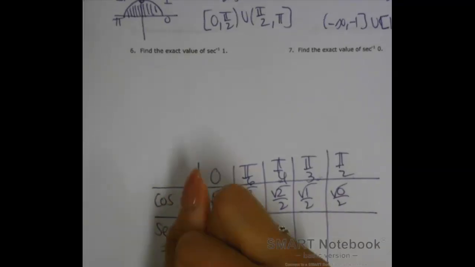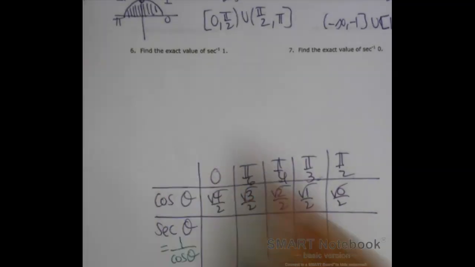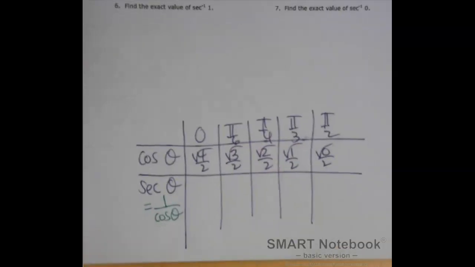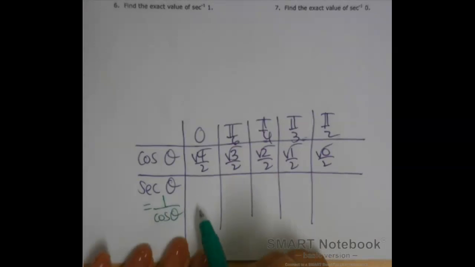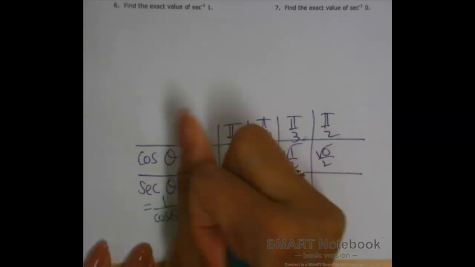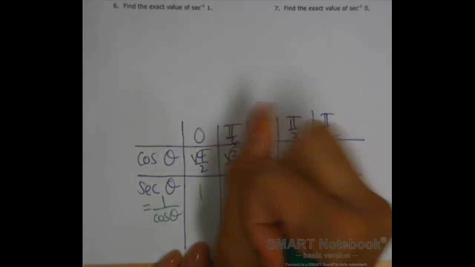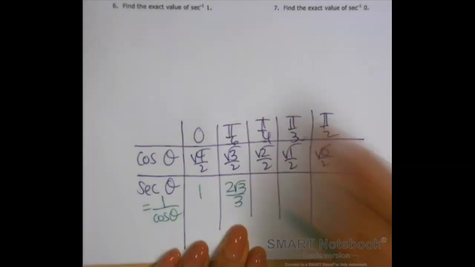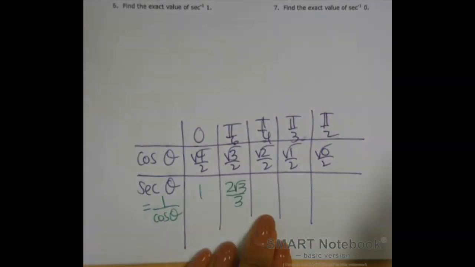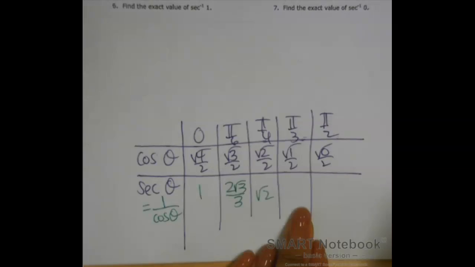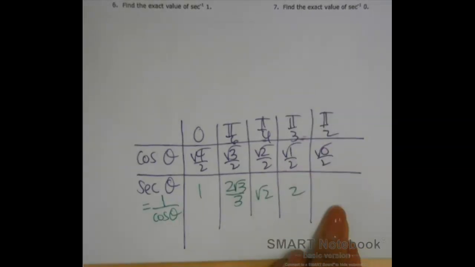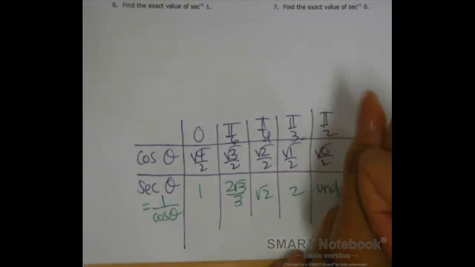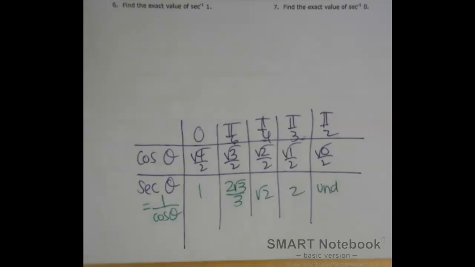Remember, secant is the same as 1 over cosine of theta. It's the exact same thing. You just have to actually flip each of these fractions. So, Joseph, what did you get for secant of 0? 1. What about pi over 6? Perfect. Pi over 4? Pi over 3. Oh. And pi over 2. Undefined. Yes, that's exactly it. So these are your values.